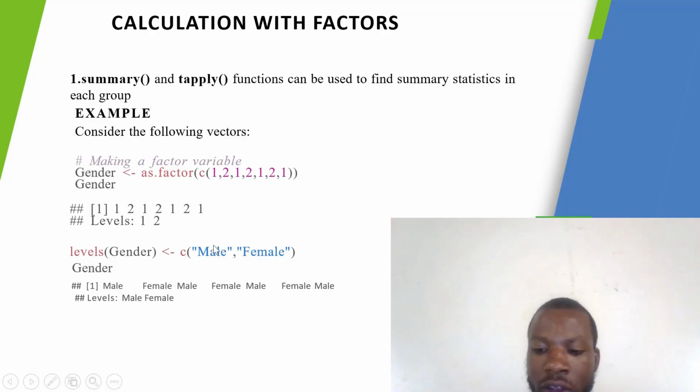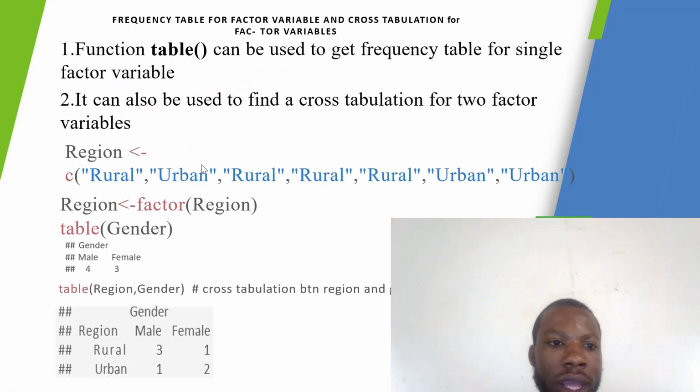You see, we have done it on this side here. And this is one as.factor. I think that's what we have done here. If I say table and then put the name of the variable, I'm going to get male. We have 4 males and 3 females. That is the frequency table.